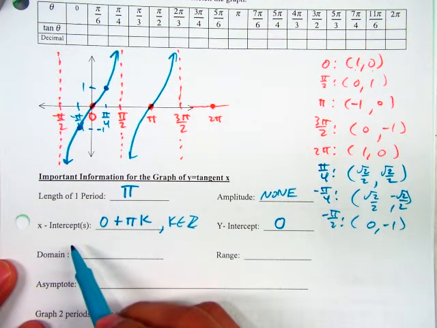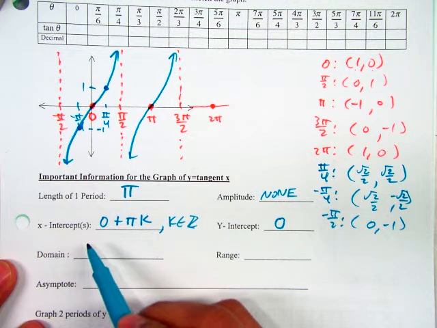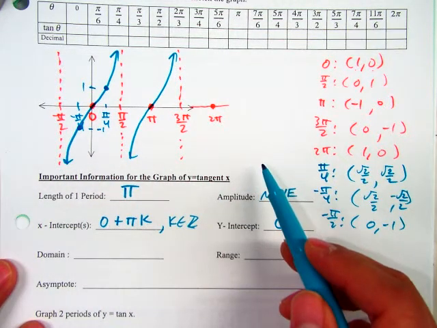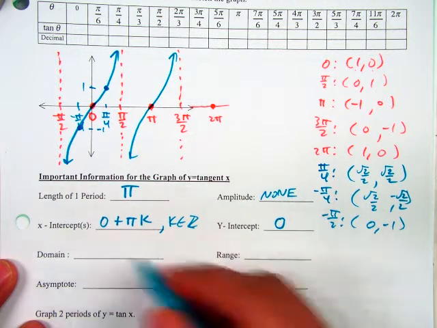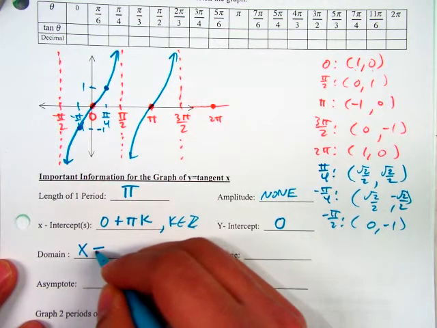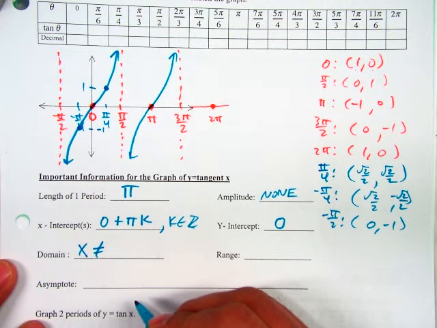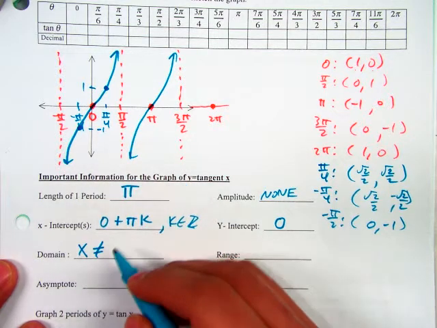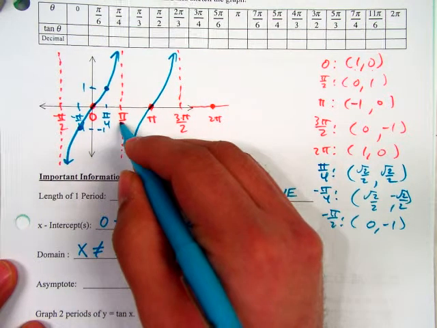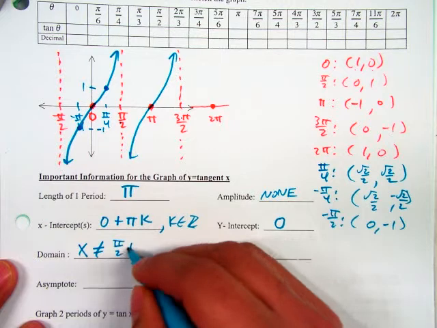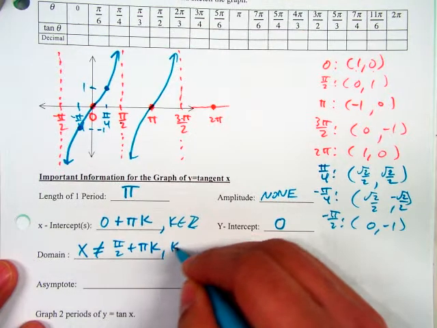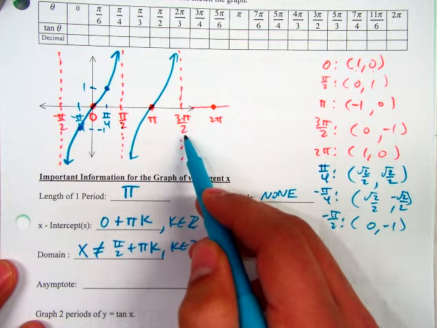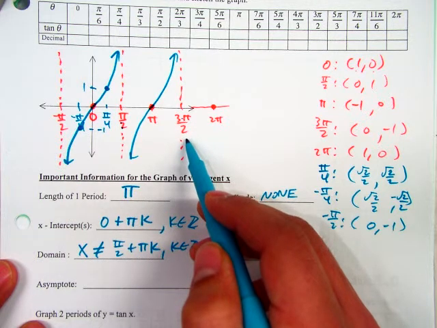The domain is not all real numbers because we have asymptotes at a whole bunch of values, right? So let's say the domain is everything except the value of the asymptotes. And what would those be? So let's pick one. Pi over 2. And then how far apart are all the... There you go. How do you know it's pi? Because from pi over 2 to 3 pi over 2 is 2 pi over 2. 2 pi over 2 is just 1 pi.